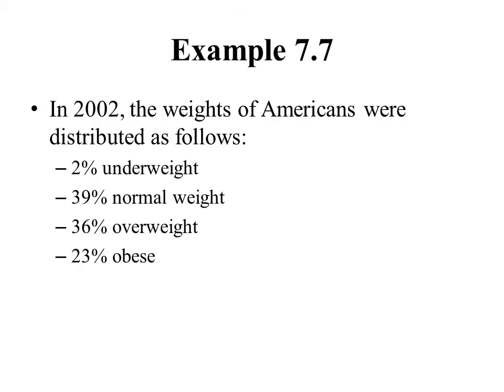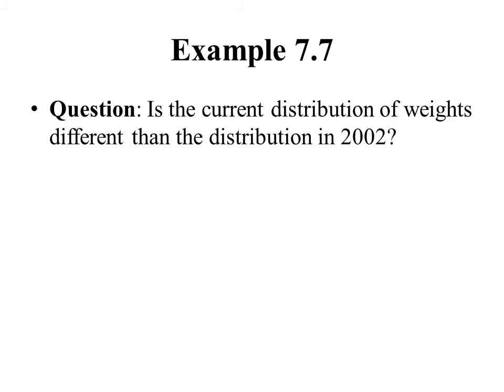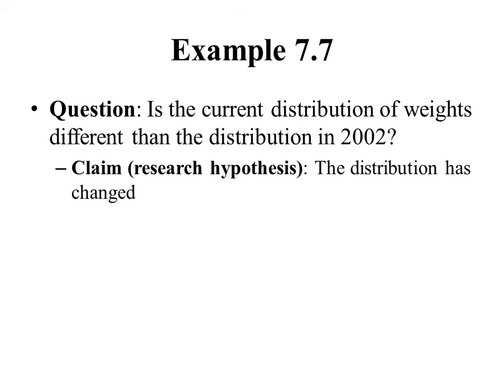So let's do another example to illustrate this goodness of fit test. In 2002, the weights of Americans were distributed as follows. 2% were underweight, 39% were normal, 36% were overweight, and 23% were obese. And so a question a researcher might ask is, is the current distribution of weights different than the distribution in 2002?